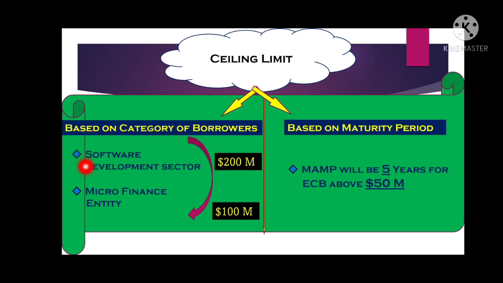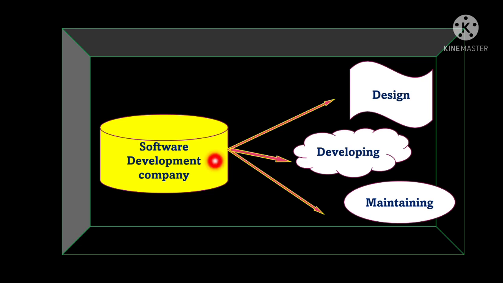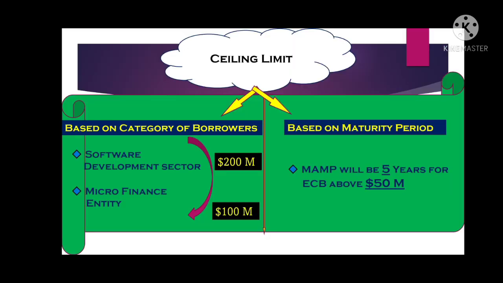If the borrower falls under the category of software development sector, then it can avail ECB up to $200 million. Now what are these software development companies? These are basically those companies which indulge in activities like designing software or applications, developing software, or maintaining software. The task of a software development company is to design software, develop software, maintain software, and fix any bugs in that software or application, so that it can help in solving a specific problem or achieving any sort of desired outcome. So such companies which are engaged in the same sector can avail ECB up to $200 million.